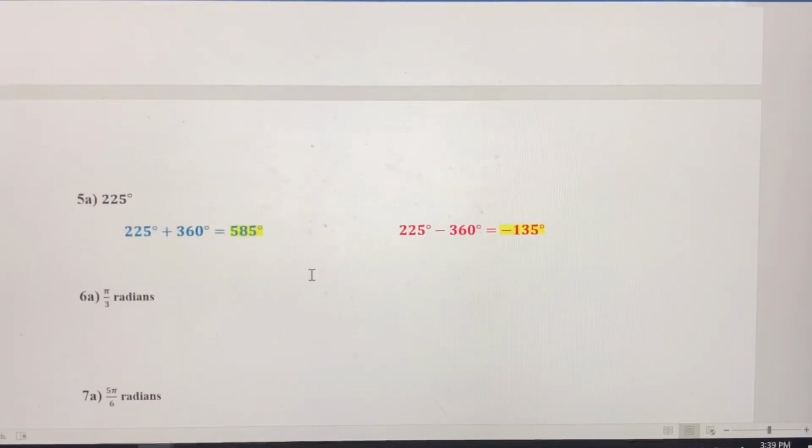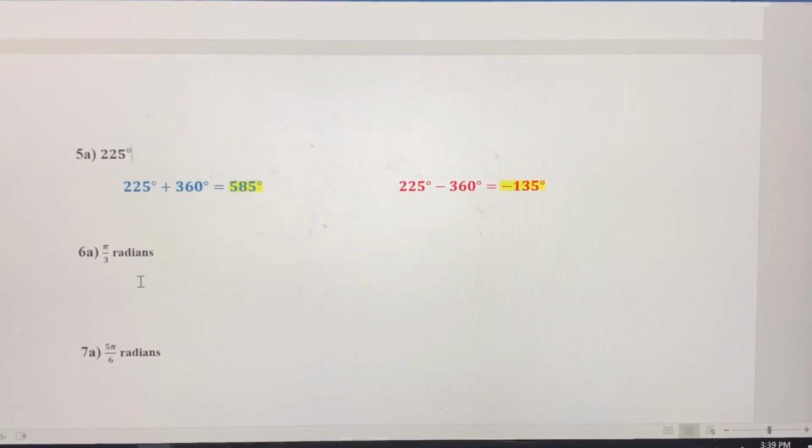Now let's move on to radians. Here we're going to add or subtract 2 pi to the given angle measure to find coterminal angles. So pi over 3. We're going to add 2 pi. Well, we've got a fraction here, and we don't have a fraction there. In order to combine fractions, we obviously need a common denominator. So I'm going to convert 2 pi into a fraction that has 3 in the denominator. So that would be 6 pi over 3.